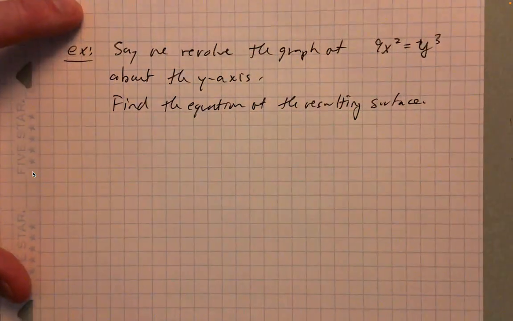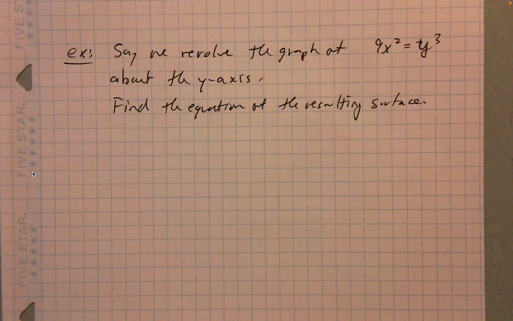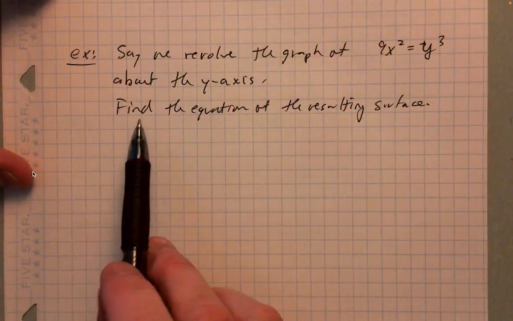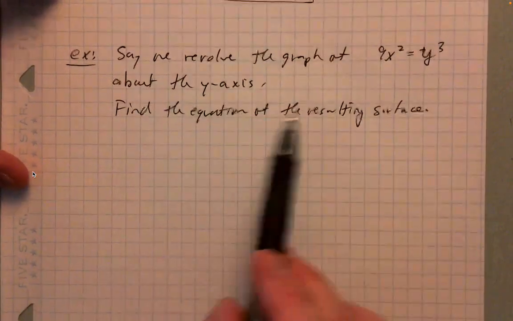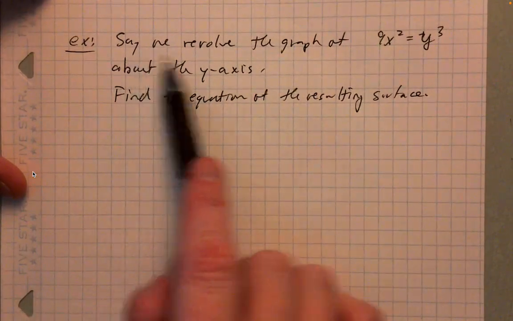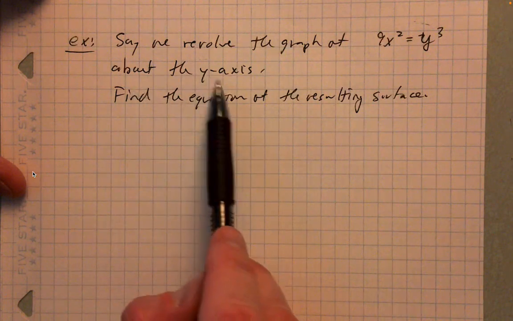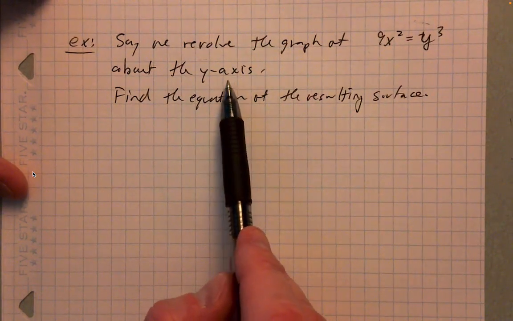What does that look like? Okay, maybe we'll try to draw it too. So first of all, we've got to figure out what we're trying to do here. We've got a graph in the xy plane, and whatever that graph happens to be, we want to rotate it about the y-axis.